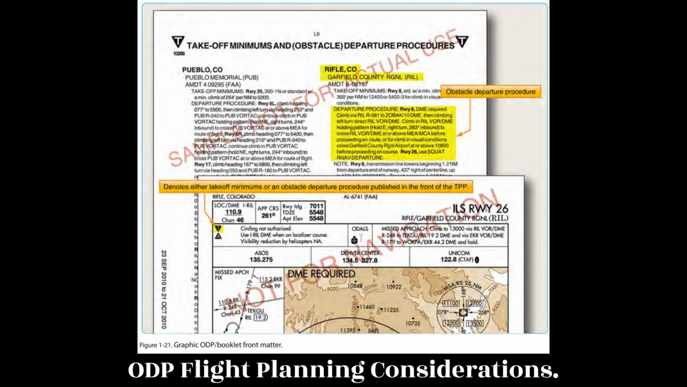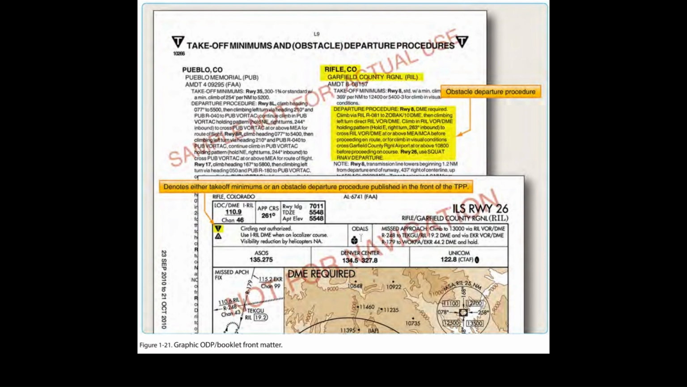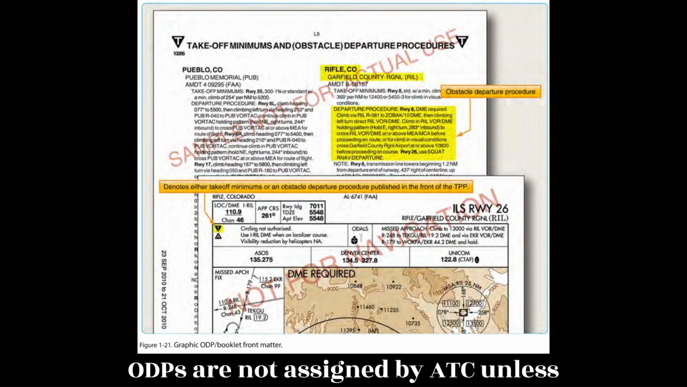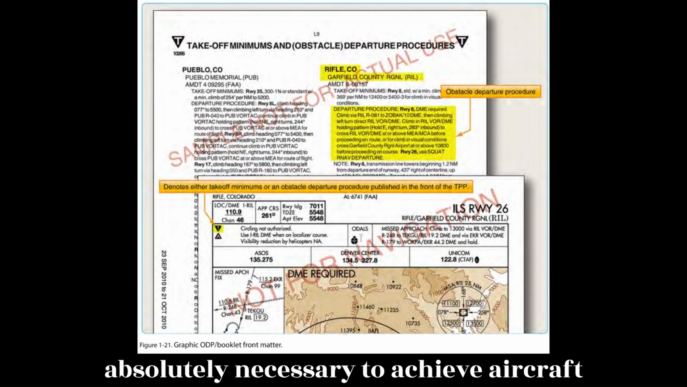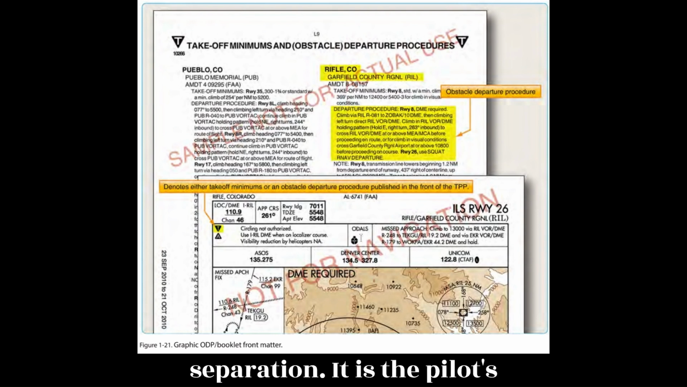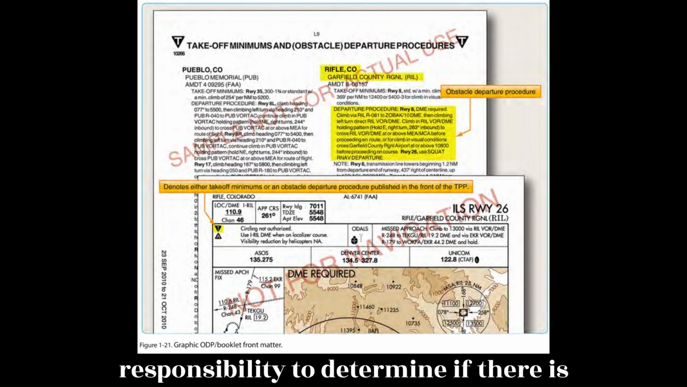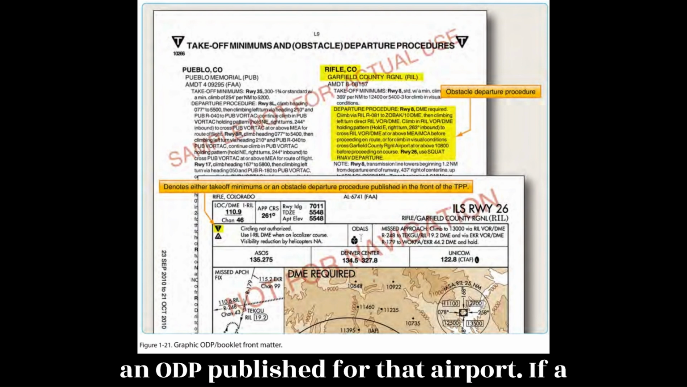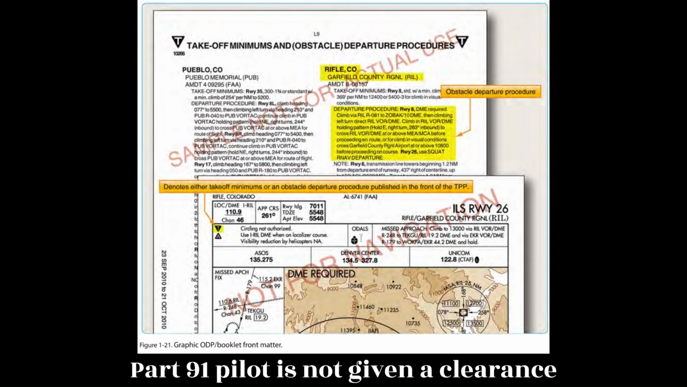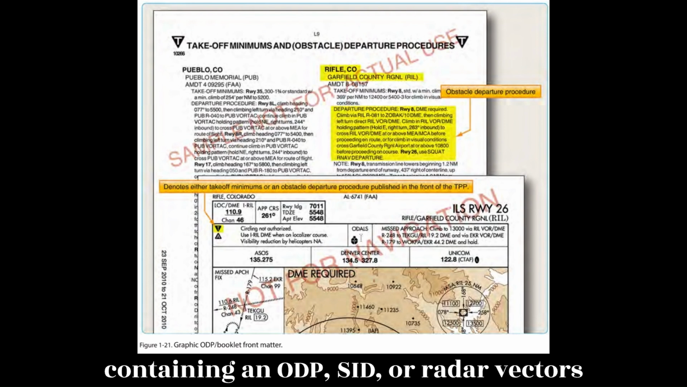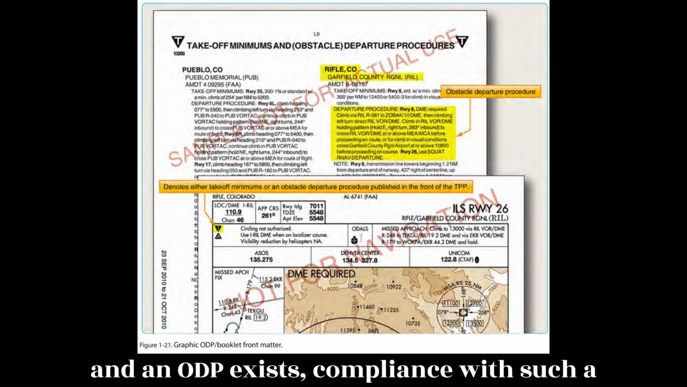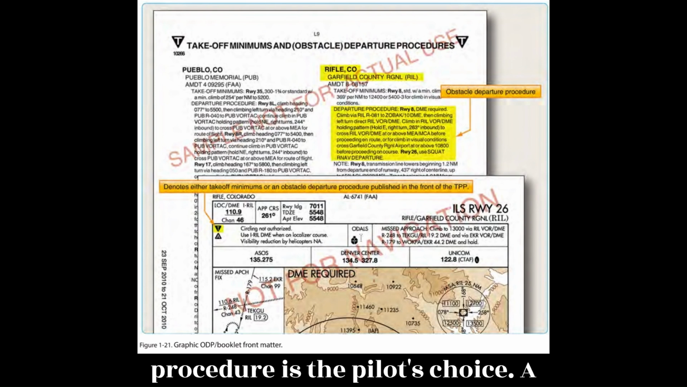ODP flight planning considerations. ODPs are not assigned by ATC unless absolutely necessary to achieve aircraft separation. It is the pilot's responsibility to determine if there is an ODP published for that airport. If a Part 91 pilot is not given a clearance containing an ODP, SID, or radar vectors and an ODP exists, compliance with such a procedure is the pilot's choice.